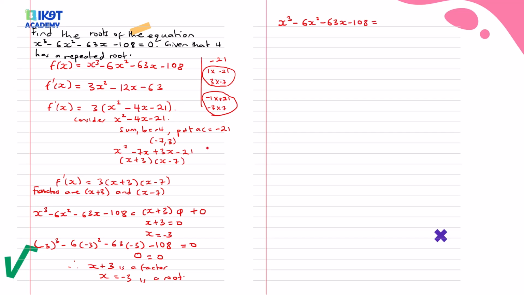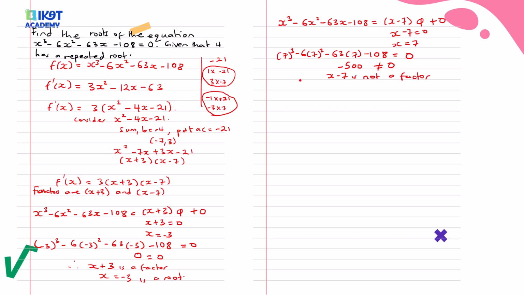Then we have x cubed minus 6x squared minus 63x minus 108. Now we bring our second factor, because we want to see if the remainder is 0 when it is the repeated root. So here we have x equals 7, then we substitute in: 7 cubed minus 6 times 7 squared minus 63 times 7 minus 108, which should equal 0. And when you calculate this, you get negative 500, which is not equal to 0. What does that mean? x minus 7 is not a factor.